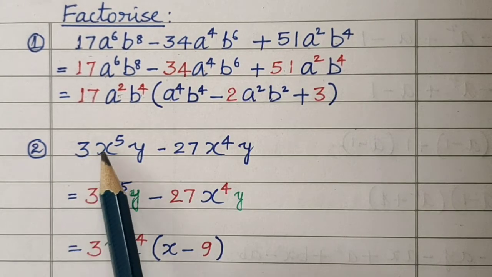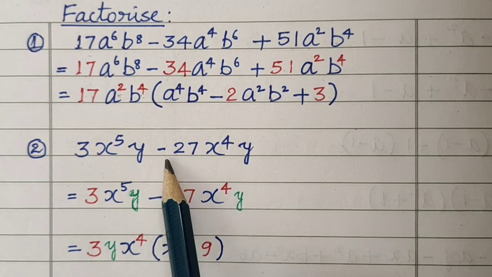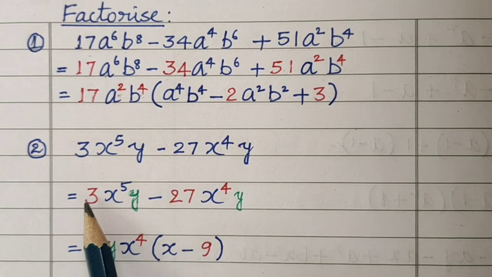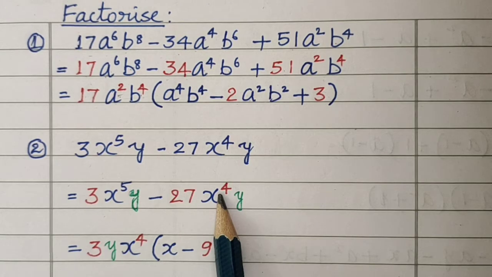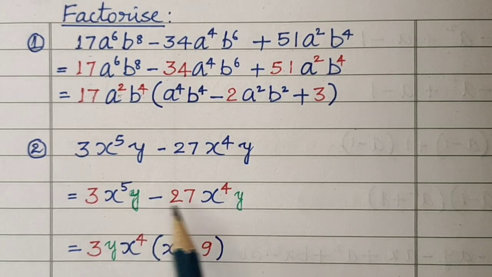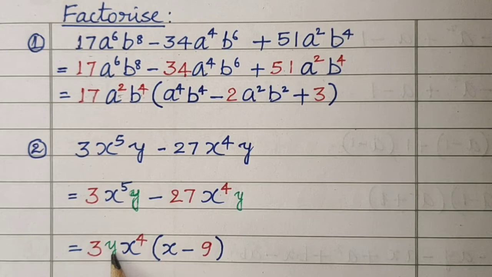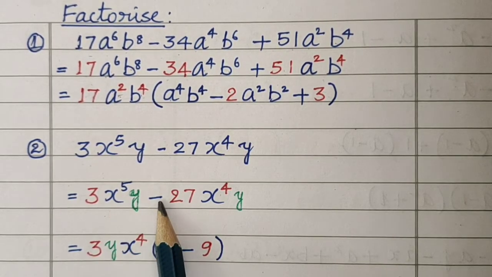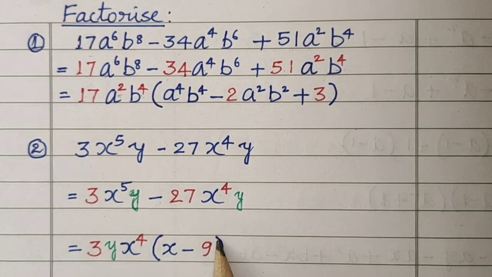Factorize 3x to the power of 5 y minus 27x to the power of 4 y. Among the numbers, we are taking 3 as common factor. x to the power of 4 and y are the minimum, so we are taking them out as common. When you take out x to the power of 4 into y, we are left with x here, minus 3 nines are 27. Therefore this is 3y x to the power of 4 into x minus 9. When you factorize this, we get like this.